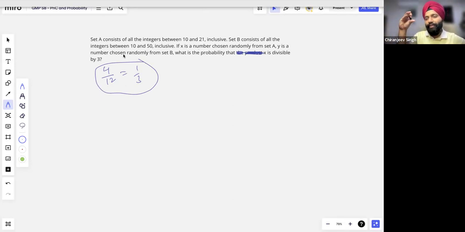So we are looking for a specific x. How many x satisfy? 4. And how many x are possible? 12. So 4/12. There is no constraint in y, so that doesn't count.